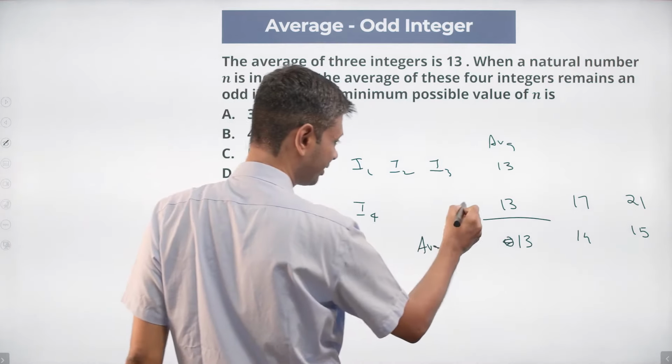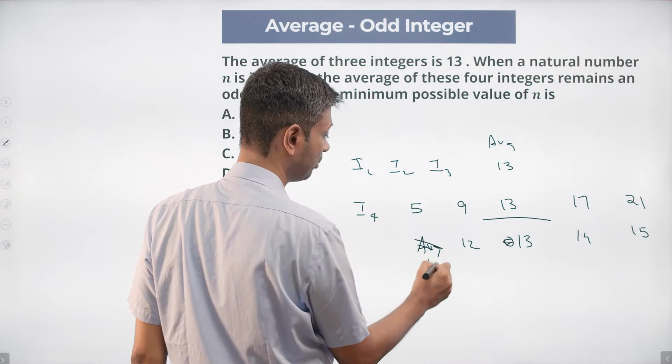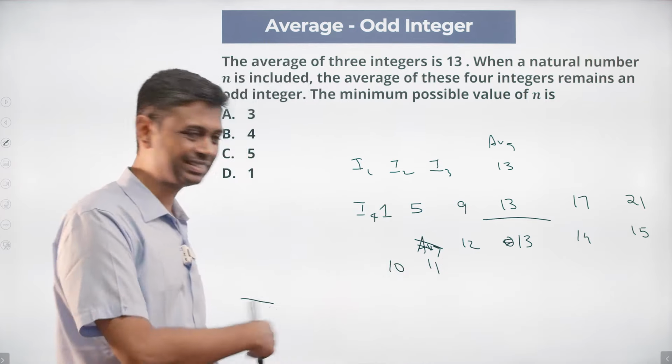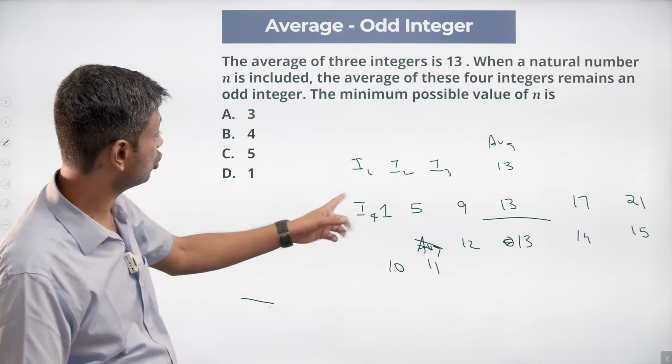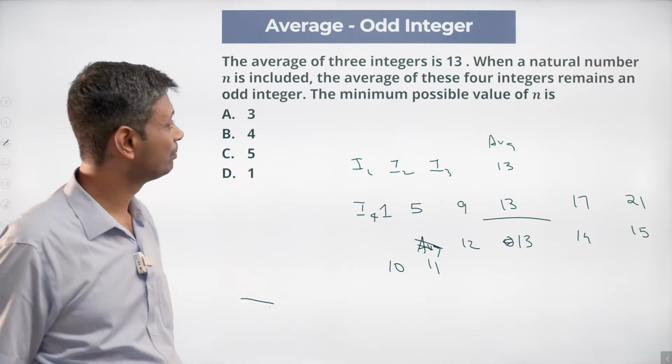If I4 brings 9, the average will become 12. If I4 brings in 5, the average will become 11. If it brings in 1, the average will become 10. You cannot bring in less than 1. With an average of 3 integers that are natural numbers, the fourth integer is also a natural number, so you cannot bring less than this.